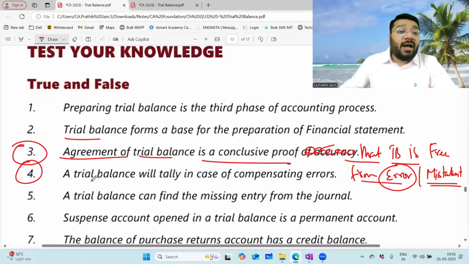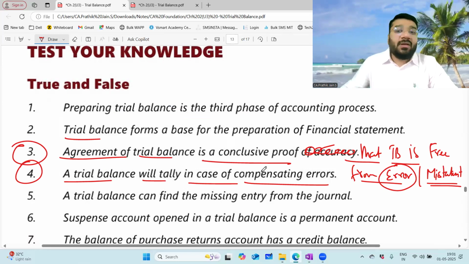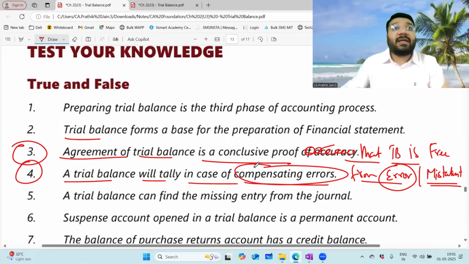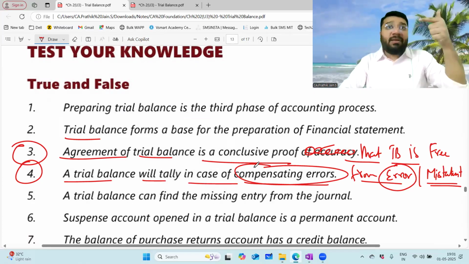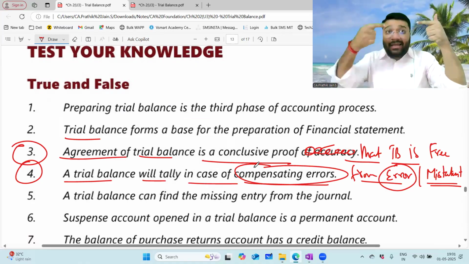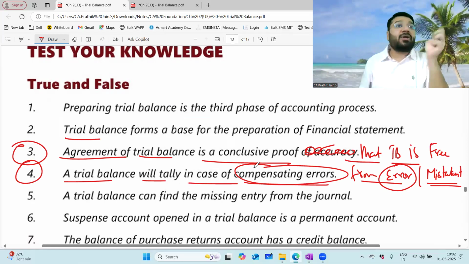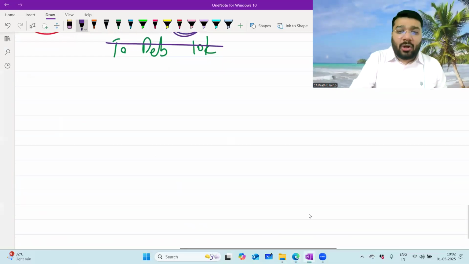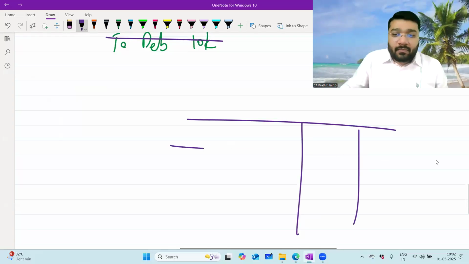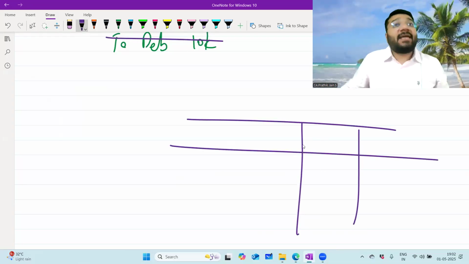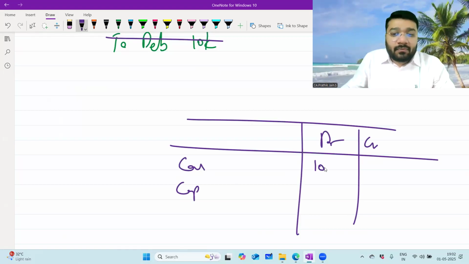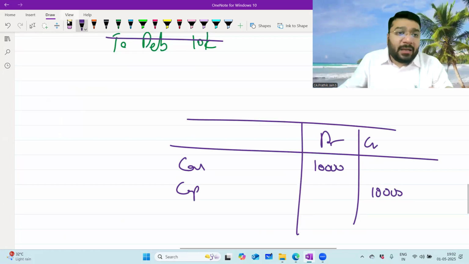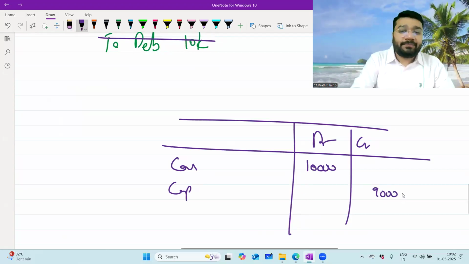Now, point 4. A trial balance will tally in case of compensating errors. Compensating error, I can't explain much now, but I'll explain in ROE. Now, I'll just tell you an example. Compensating error means error caused in one place is being compensated by another error caused in the opposite place. If one error is caused in the debit column, let's say cash introduced as capital, 10,000, 10,000. But in capital account, instead of recording 10,000, I recorded 9,000. Any problem?